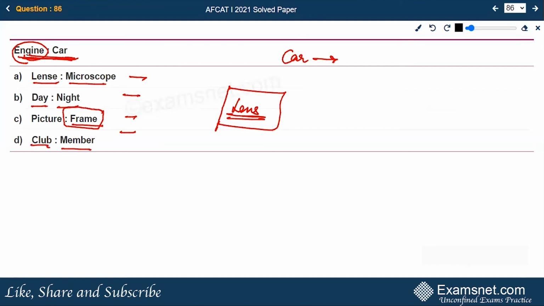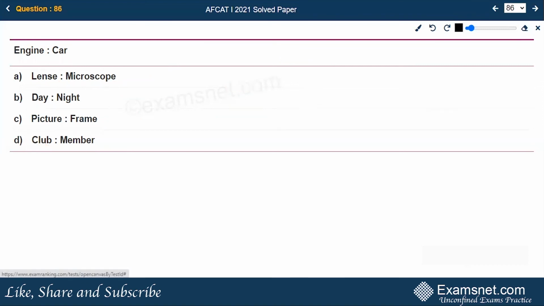So see here, car cannot work without engine. It's a working model which cannot work without engine. Similarly, microscope is a working model which cannot work without lens. So your answer to this question is lens, microscope, option A.